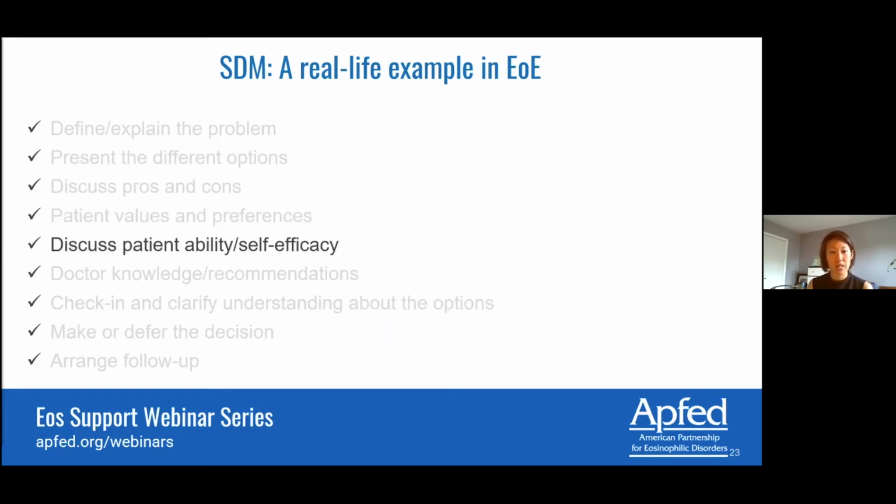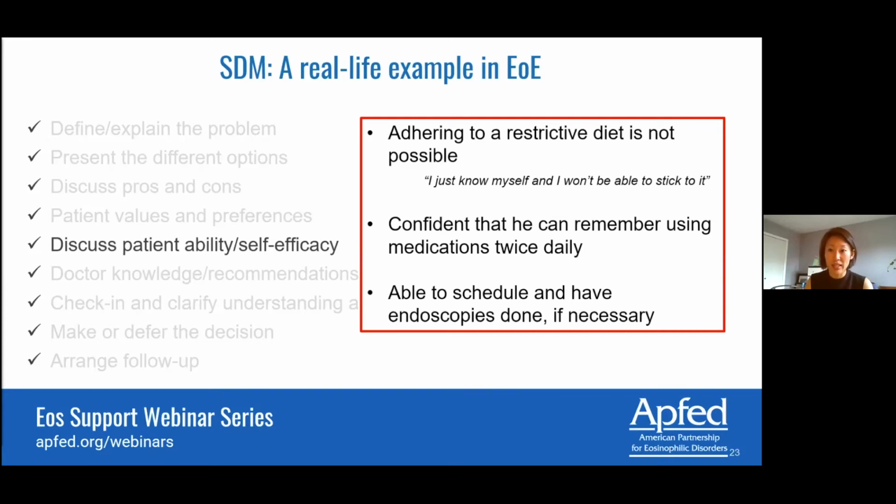We next discussed the patient's ability, or self-efficacy. And what this means is this individual belief of your own abilities based on how confident you are or what control over the situation you have. So in other words, what's my ability to actually get this treatment done? Or in the case of this patient, how confident am I that I can pull off this treatment regimen and stick to it? So he told me adhering to a restrictive diet is just not possible. He said, "I know myself, I just will not be able to stick to it." However, he was pretty confident that he could remember to take medications twice a day. And looking at his life and work schedule, he was able to schedule endoscopies if we needed to.